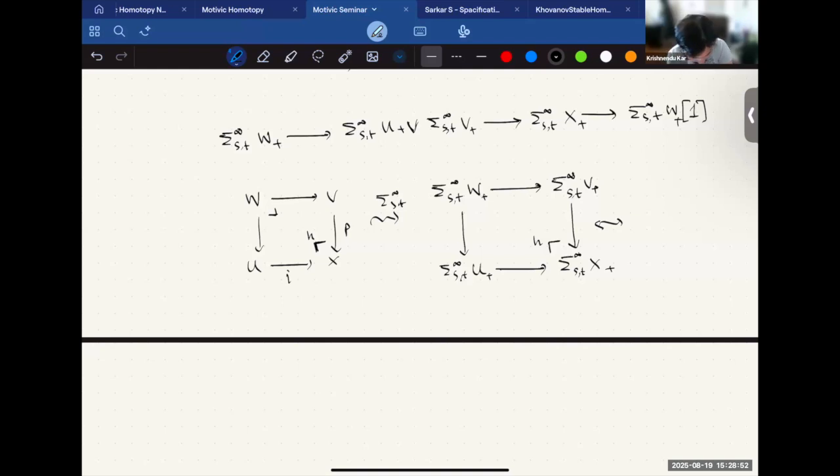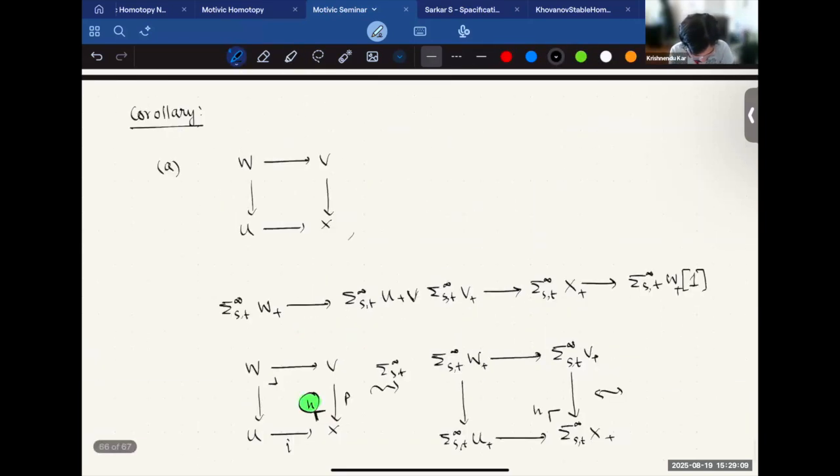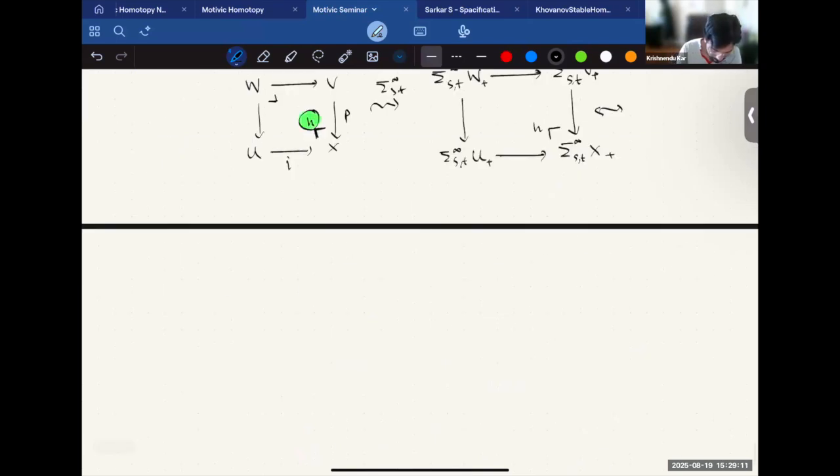What might be surprising is why this push out square has to be a homotopy push out square. Again, I do not understand the model structure here, so I can't comment on that. But yeah, that's the crux here, this H part. So that's for your part A. Part B is something very easy, that there is a naturally induced stable equivalence between these two. So let me write down the theorem.